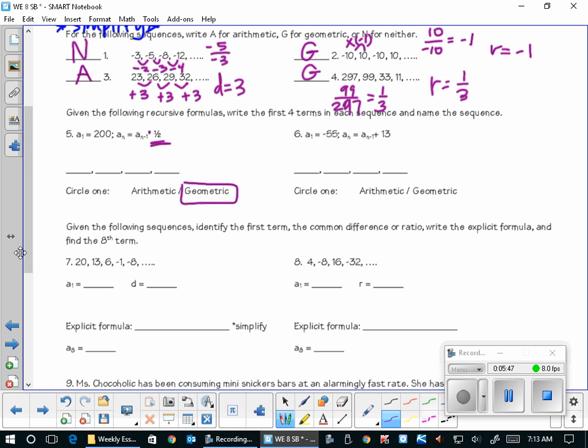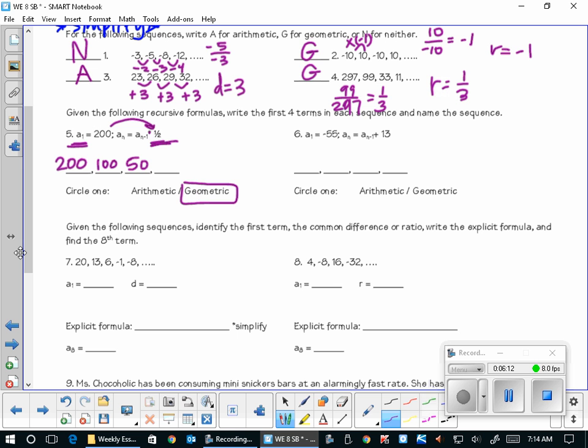All right, and it already gives us the first term, which is 200. So I'm going to put that in my first space there because that is our first term. Right? A sub 1 means first term. Now the second term, I take the first term and then I multiply by 1/2. Half of 200 is 100. And then I multiply by 1/2 again, which I get 50.